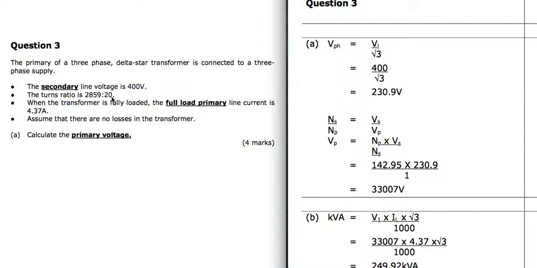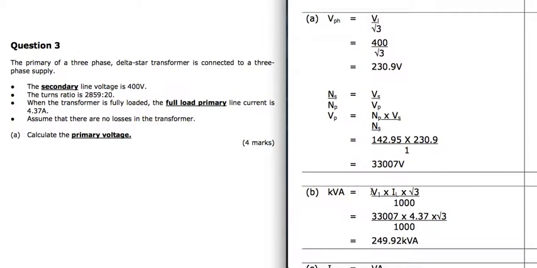We know the turns ratio is 142.95, and so the phase voltage on the primary is going to be 142.95 times that phase voltage there, which gives us about 33 kV.